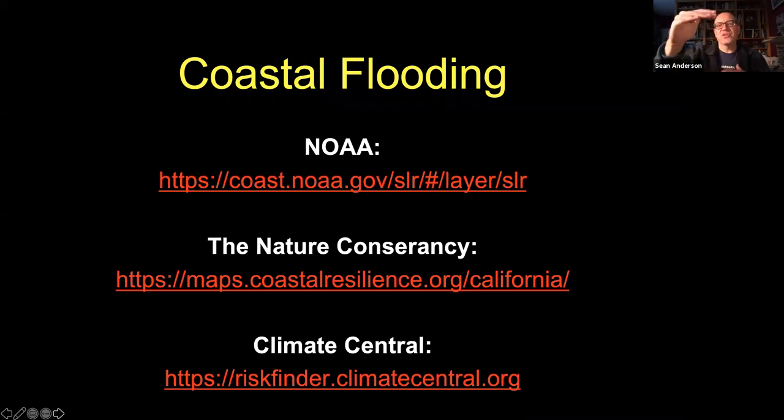As we go from NOAA to Nature Conservancy to Climate Central, I would say the tools get a little bit more sophisticated. The general approach is the same, but we've learned with each iteration of generating these types of tools how to make them more useful, and how to layer in more layers, which allows you to do more what-if scenarios.